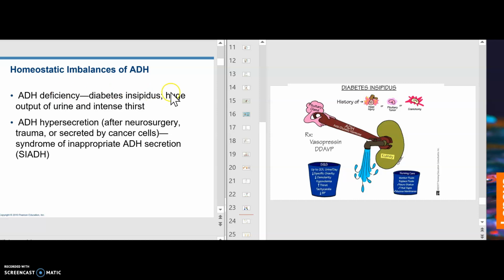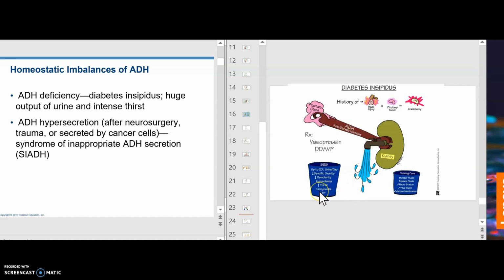Okay, let's look at it. You have a huge output of urine. It may be due to head trauma, a pituitary tumor, maybe you had surgery. But what happens is the ADH is not being secreted adequately from the posterior pituitary. When that occurs, you're releasing more urine because you're not inhibiting it. That causes large amounts of urine. So the urine specific gravity goes down because it's less concentrated. The osmolarity goes down. You increase your thirst because you're losing too much water.